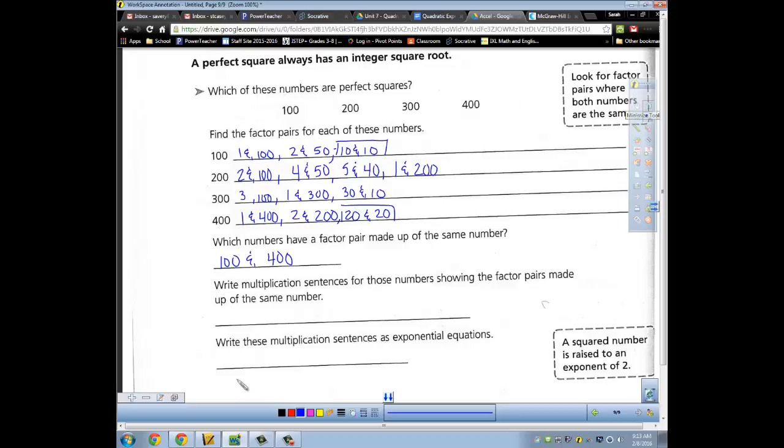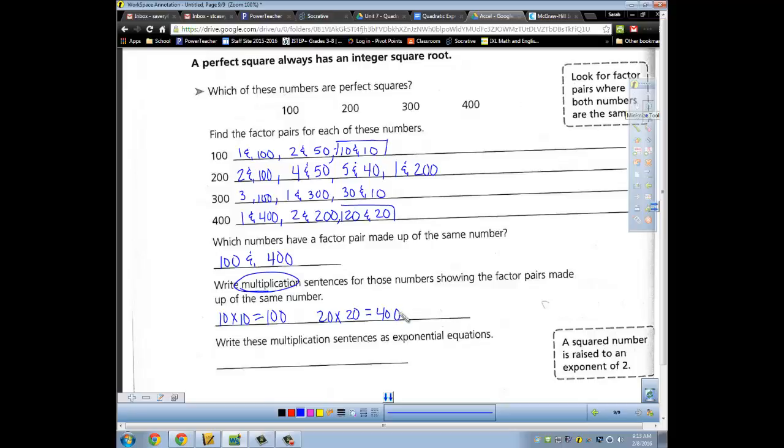Next, write multiplication sentences for those numbers showing the factor pairs made up of the same number. So we want to write these as multiplication problems. So what times what was 100? Well, that was 10 times 10. And then 20 times 20 gave me 400.